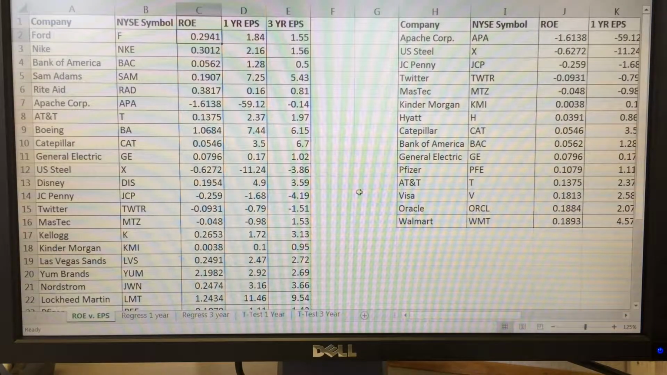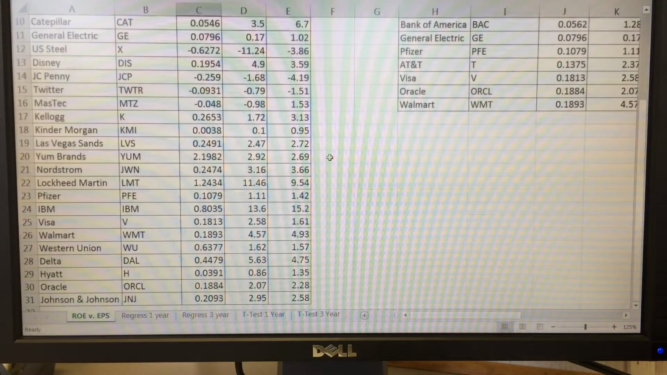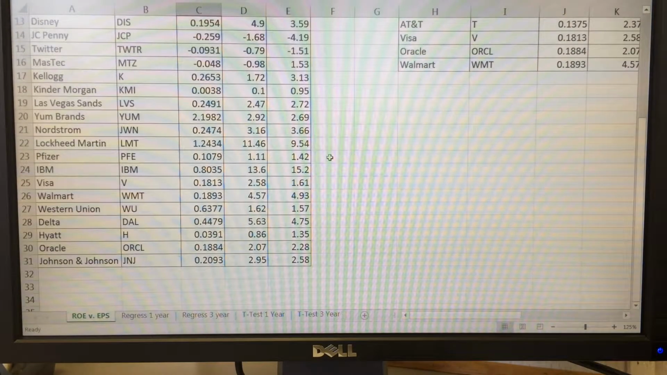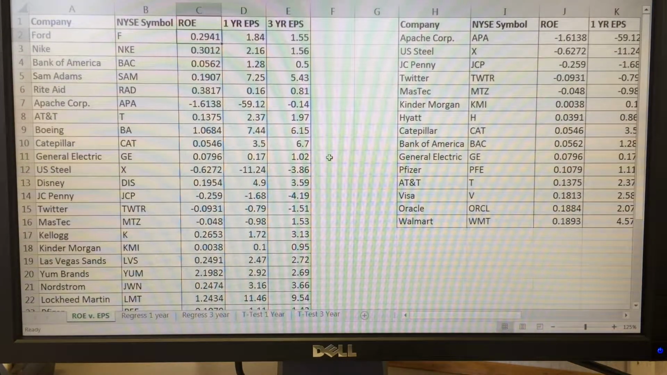We're going to test today the difference between ROE and how it affects a company's earnings per share. So what I did was I went through and picked random companies, about 30 of them, from different industries. As you can see, you got Ford, Nike, Rite Aid, AT&T, Boeing, Caterpillar. I just picked a variety of different companies to see how their return on equity, which, as we know, is how well they're managing our money as investors, affects earnings, and to see if higher ROE would in turn create higher earnings per share.